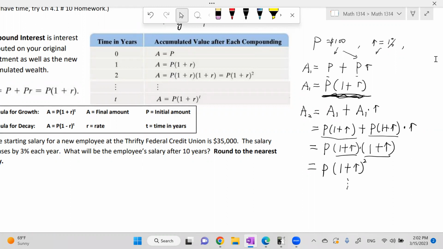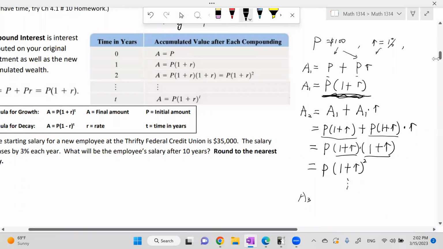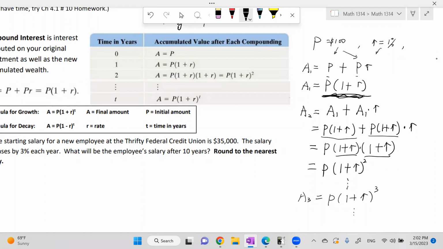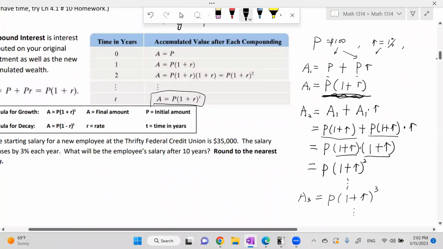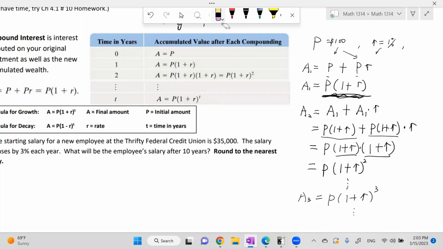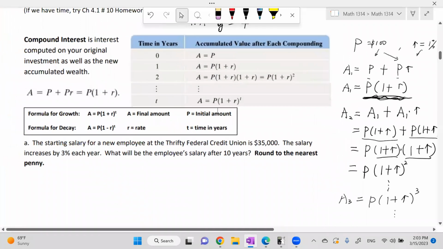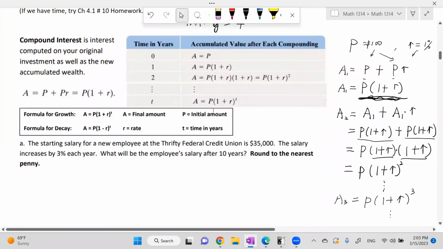Then in the third year, A3, if I simplify my procedure, I have P times 1 plus R to the power of 3. The fourth year, the power becomes 4. So we are getting a formula for year T. The future value A equals the principal, or the initial amount of money, times 1 plus R to the T power. So we have the formula. We follow the formula, we can know the future value, or we say the final amount. This is the formula for growth.